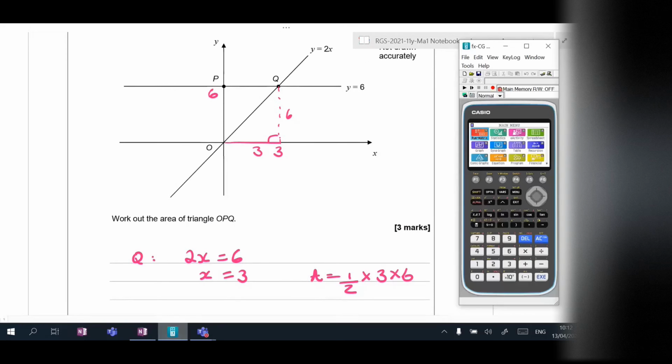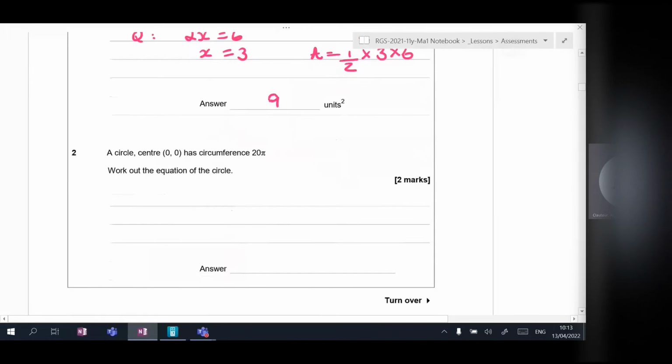Okay, you can also use your graphical calculator if you are lazy, like me, and don't want to find the intersection points by hand. So draw the lines y equals 2x and y equals 6. Then we can find the intersection point super quick: that's 3, 6. And obviously that tells you the height and the base straight away. So definitely make use of your calculator.